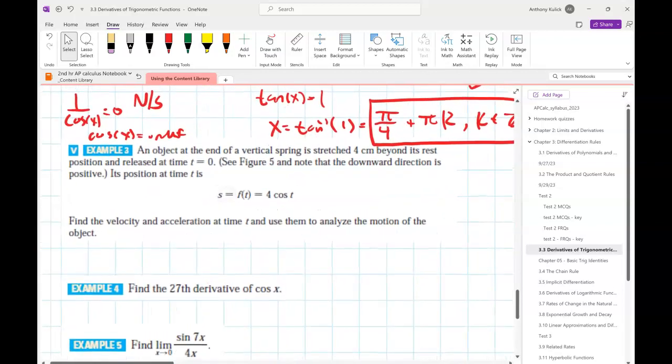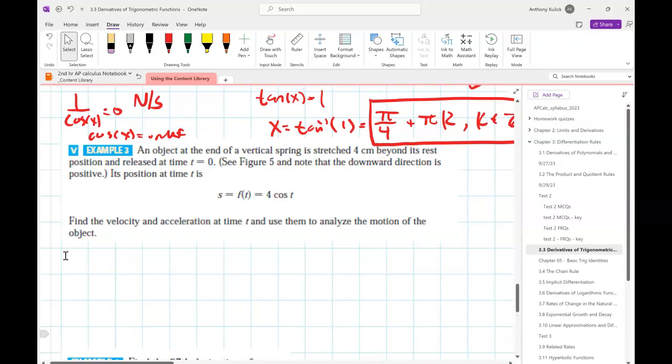Let's do some more examples. Physics, anyone? An object at the end of a vertical spring is stretched 4 centimeters beyond its rest position and released at time t equals 0. Its position at time t is given by s, which is equal to f of t, which is 4 times cosine t. Find the velocity and acceleration at time t and use them to analyze the motion of the spring.